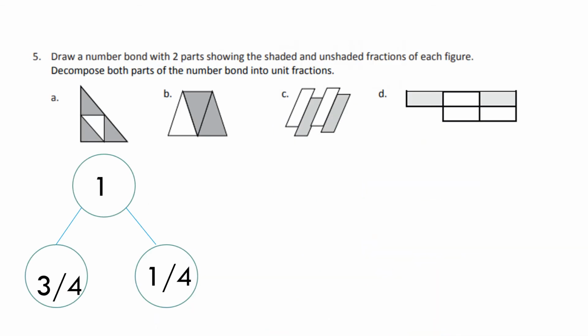So over for this problem, it says draw a number bond with 2 parts showing the shaded and unshaded fractions of each figure. Decompose both parts of the number bond into unit fractions. So we can see for the first one, I did it for us. The whole is 1, the shaded is 3/4, and the other side is 1/4 to show unshaded.